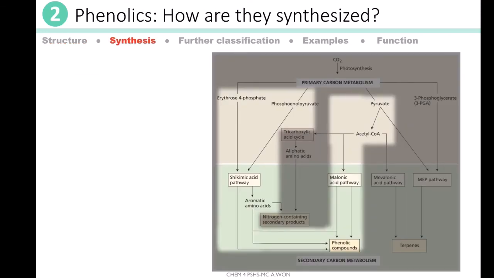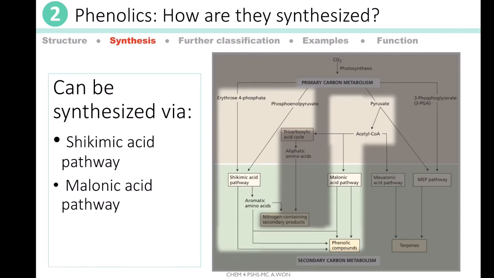Okay, now how are phenolics synthesized? So they can be synthesized via the shikimic acid pathway or the malonic acid pathway. The shikimic acid pathway produces most phenolics in plants, while the malonic pathway is an important source of phenolics in fungi and bacteria. It can still be present in plants, but not so common in higher plants.